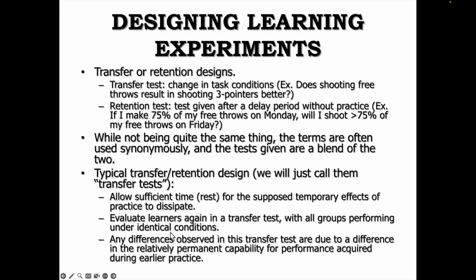Then once we give enough time in between for those temporary effects of practice to diminish, we evaluate whether learning has actually occurred in a transfer test, with all groups performing under ideal conditions. Any difference observed in this transfer test, we assume to be due to a difference in the relatively permanent capability or capacity change for performance from that earlier practice. So basically, in this transfer test, if we've gotten better, we can assume that learning has occurred because we have given enough rest time in between to allow for the temporary effects of practice to be eliminated.